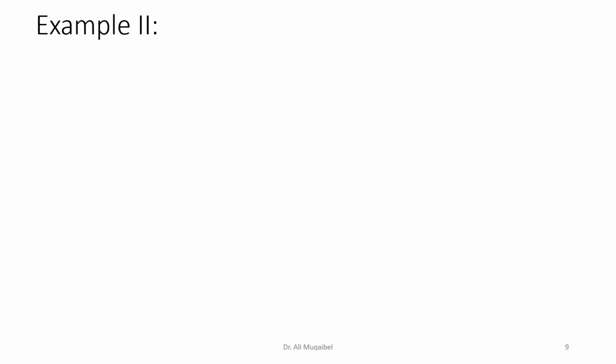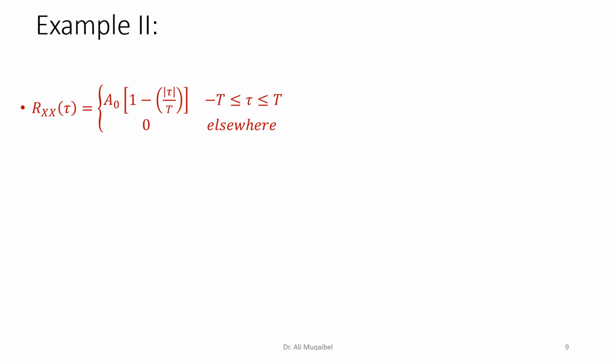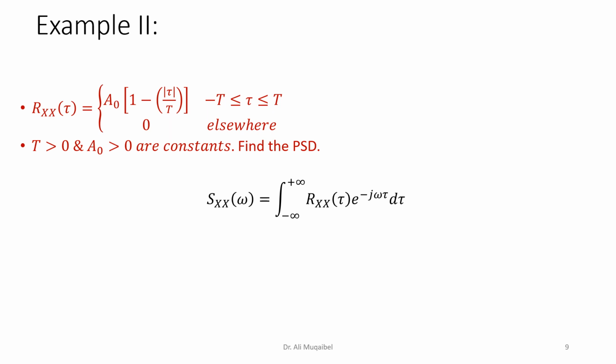The second example is this. For the second example, given the autocorrelation function, find the power spectral density. Of course, we're going to assume that capital T is a positive quantity and A naught is just another positive quantity which is constant. If you want to find the Fourier transform of this, either you use the definition of the integration.